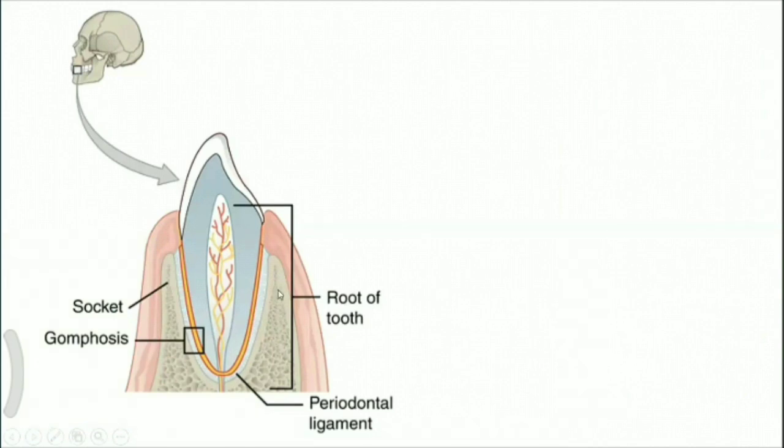So this is the root of the teeth and socket of maxilla and mandible, and the name of the ligament is periodontal ligament. If this ligament becomes loosened, your tooth will be movable. It may be due to a disease process or any injury.